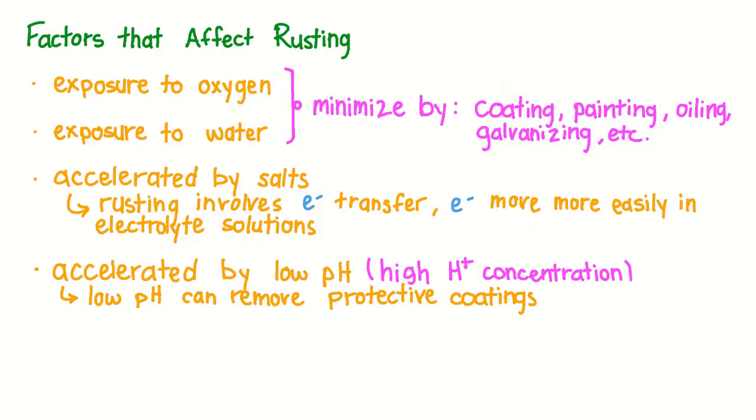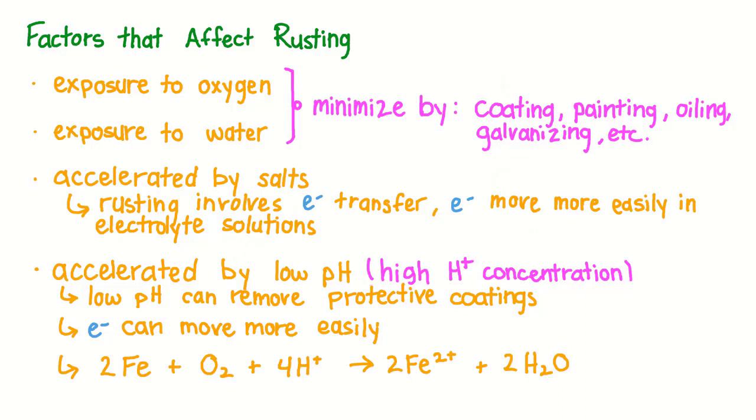Recall that a low pH means that there is a high concentration of hydrogen ions. A high concentration of hydrogen ions means that we have an electrolyte solution, which will allow the electrons to move more easily, just like we saw with salts. Hydrogen ions are also directly involved in the redox reaction between iron and oxygen. A high concentration of hydrogen ions means that more atoms of iron are oxidized into iron 2 plus ions, which will eventually form rust. With that, we've covered everything we needed to know about rusting.